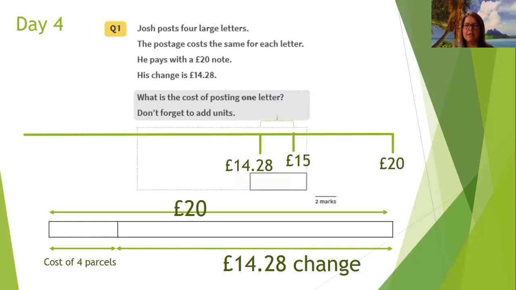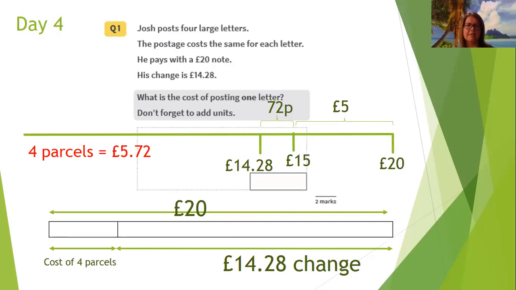So first thing I'm going to do is work out how much I need to add to £14.28 to get up to £15. Oh, so I think that's 72. 72 what? Don't forget your units. 72 pence. So I've worked out I've got 72 pence so far. And then, oh, this is a nice easy one for you. £15. How much to count up to £20? That would be £5. So the cost of 4 parcels is £5.72.